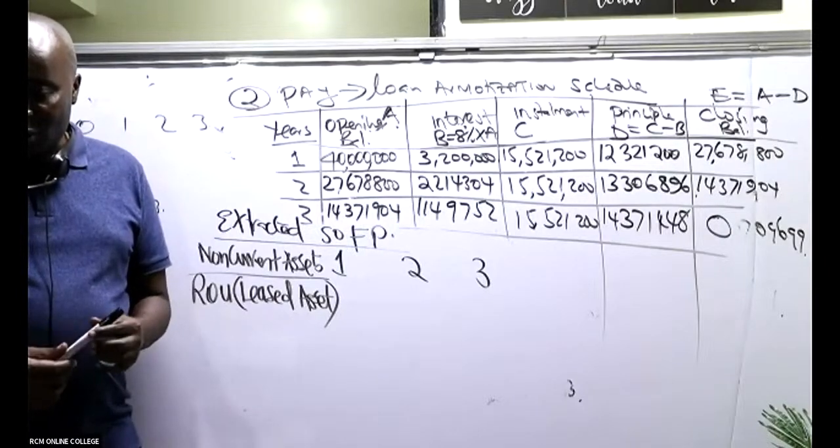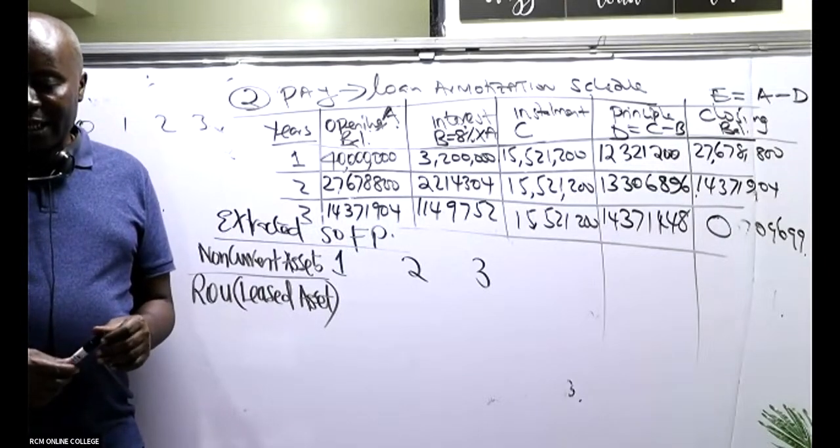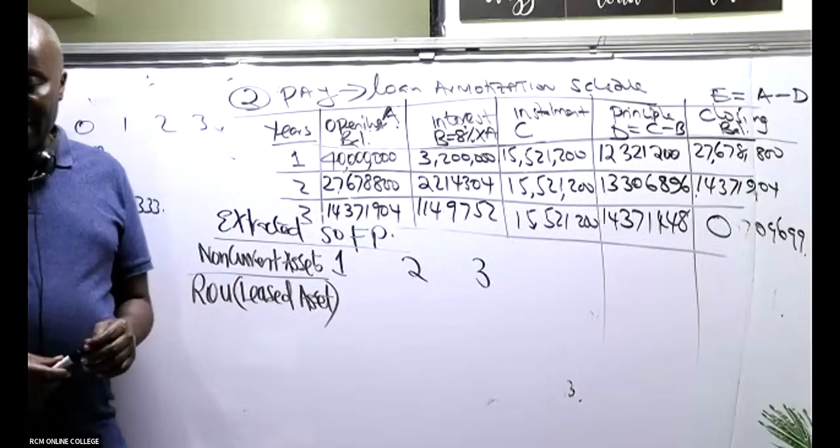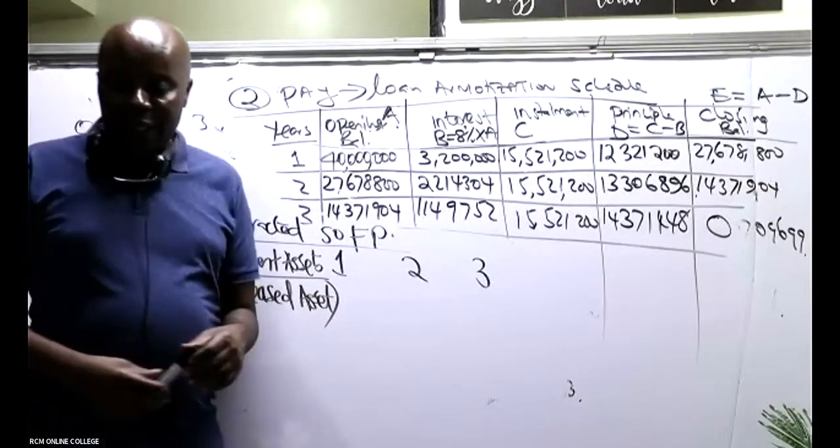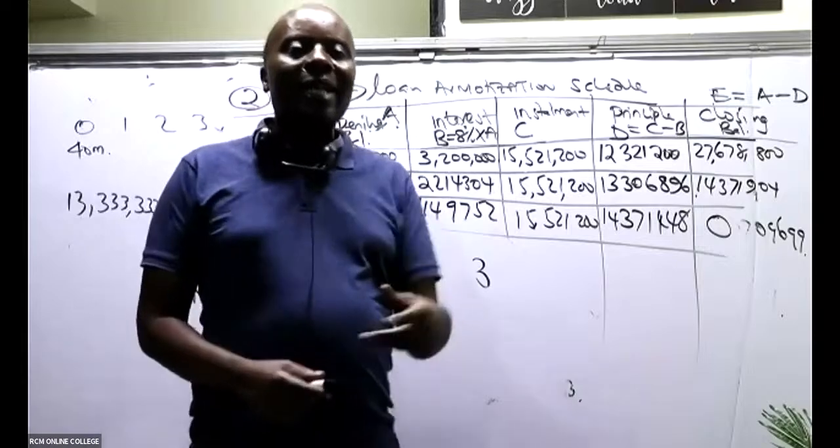gain on disposal, selling price. You less the selling price. It was selling price. You less the carrying amount.